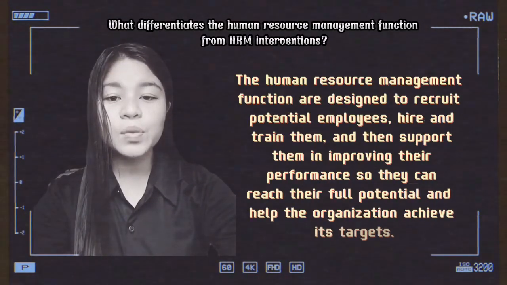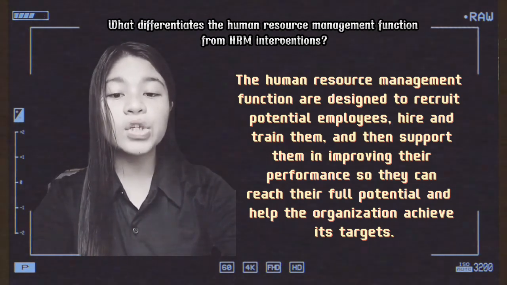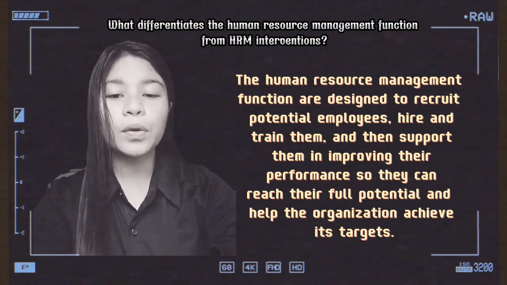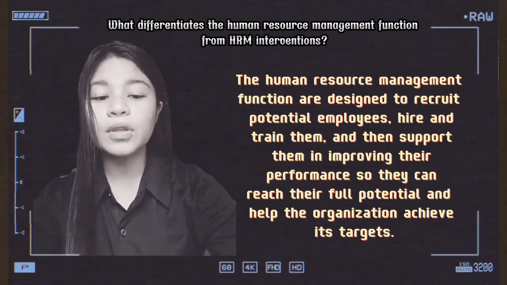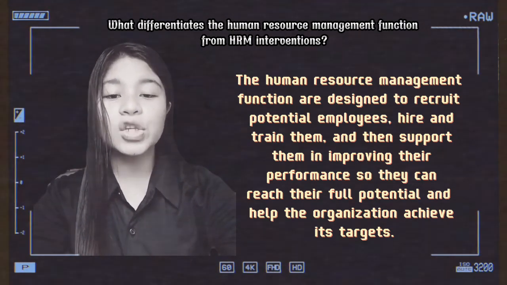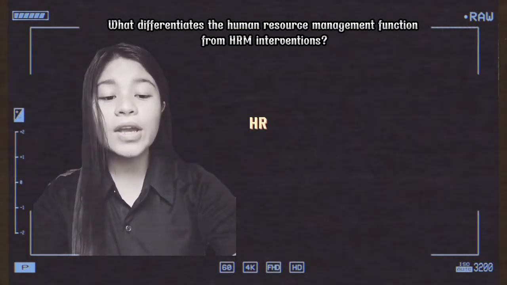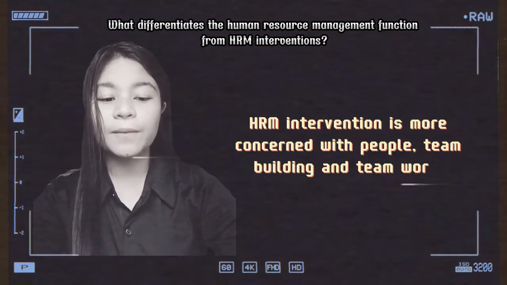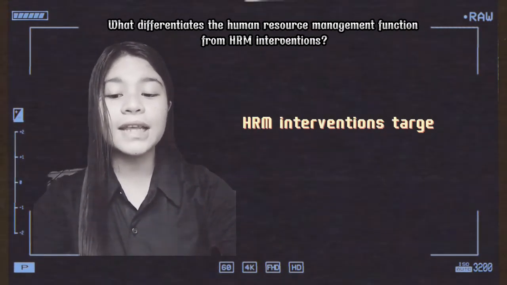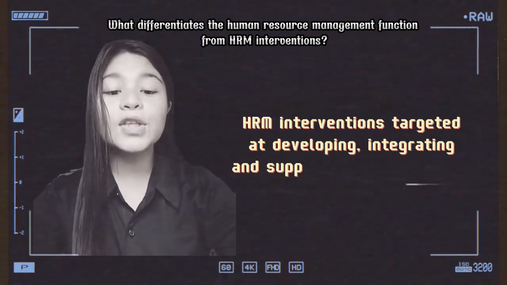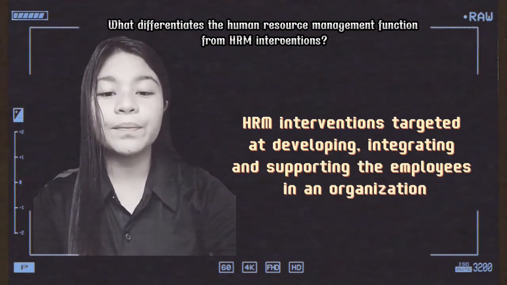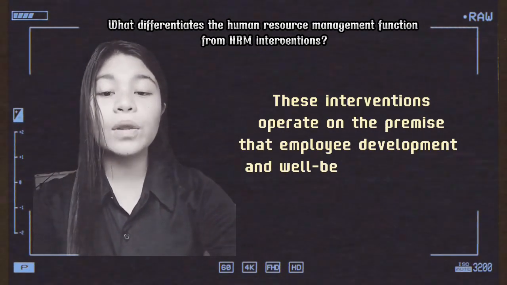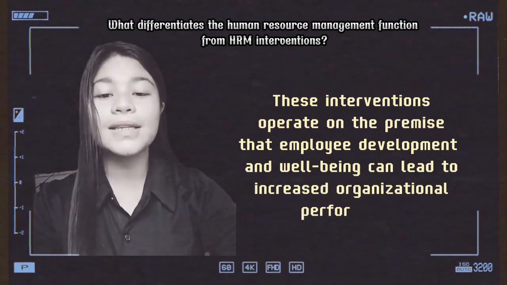The human resource management functions are designed to recruit potential employees, hire and train them, and then support them in improving their performance so they can reach their full potential and help the organization achieve its targets. While the HRM intervention is more concerned with people, team building, and teamwork. HRM interventions are targeted at developing, integrating, and supporting the employees in an organization. These interventions operate on the premise that employee development and well-being can lead to increased organizational performance.